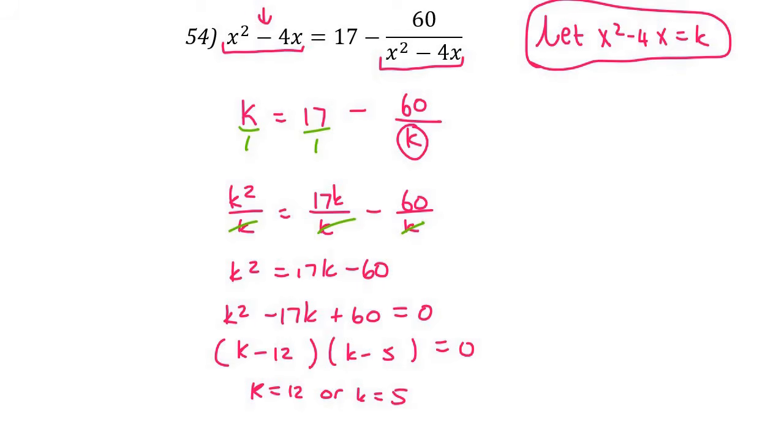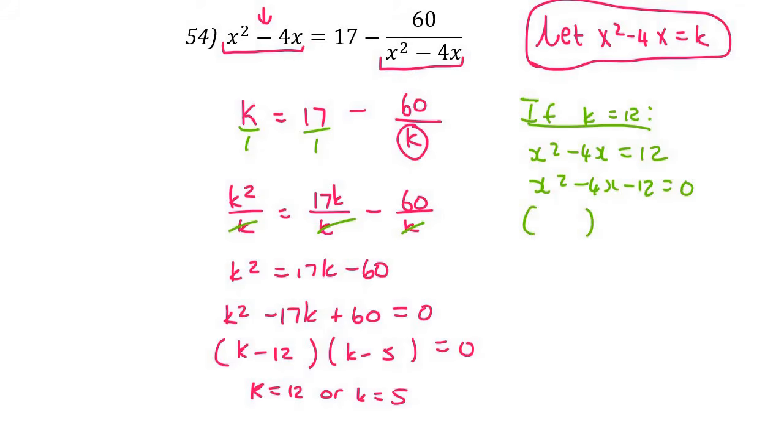And so what we can now say is if k equals 12, then we can go work out x. So we can say x squared minus 4x equals 12. And so x squared minus 4x minus 12 equals 0. And this one does factorize pretty nicely as x minus 6 and x plus 2. And so x is going to be equal to negative 2 or x is going to be equal to 6.